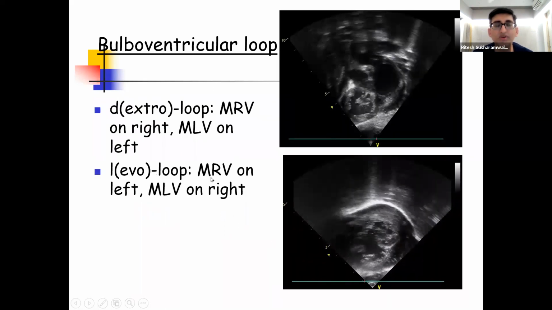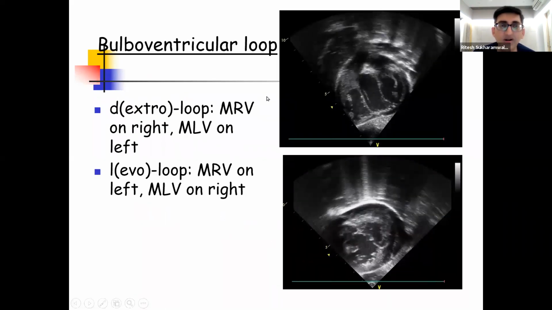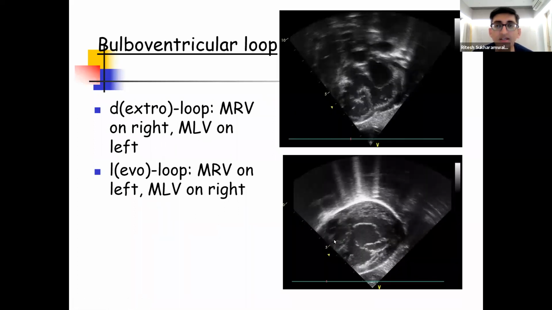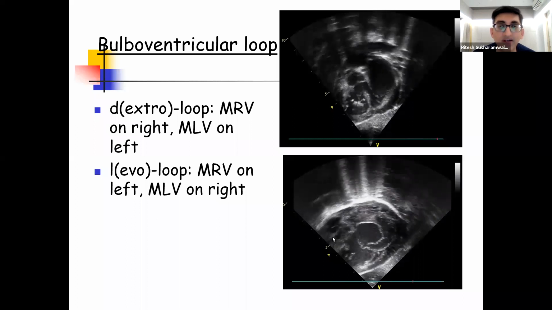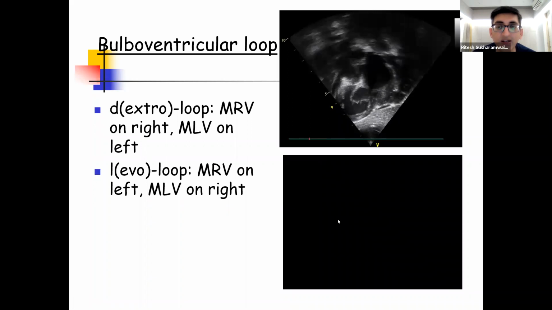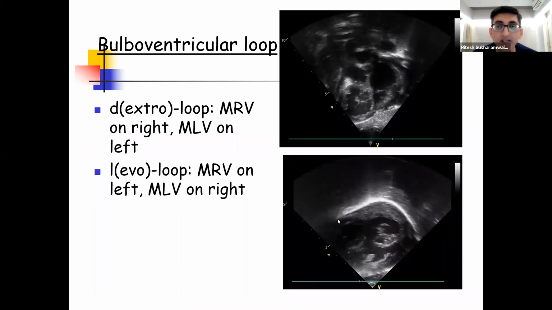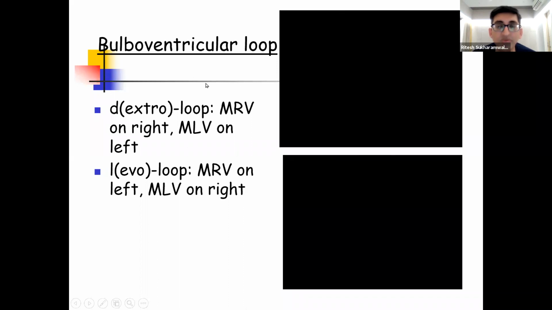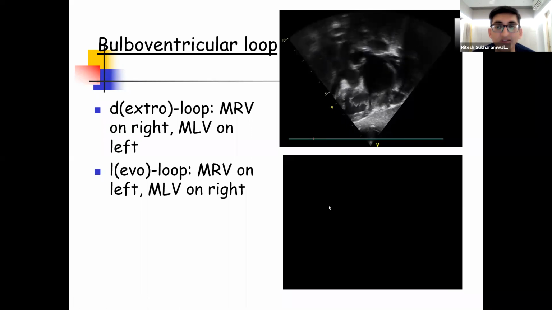Now coming to the bulboventricular looping. So what is bulboventricular looping? Bulboventricular looping is basically the embryological event in the formation of the ventricles. When there is a bulboventricular looping event happening in the embryology of the heart, when the heart is formed, this bulboventricular looping leads to formation of the right ventricle and the left ventricle.